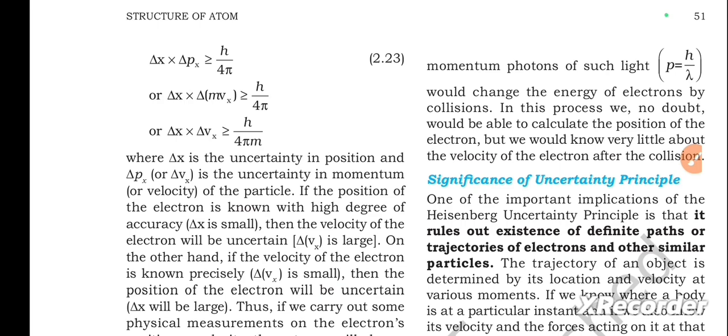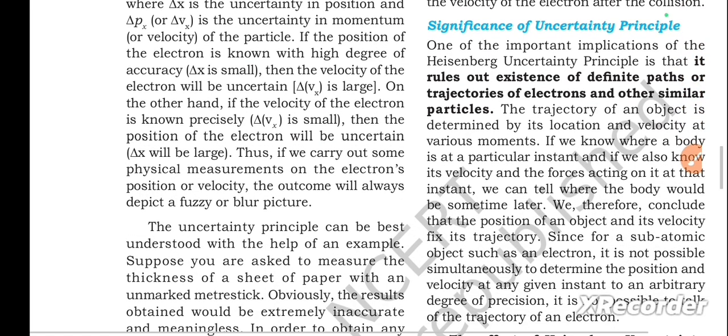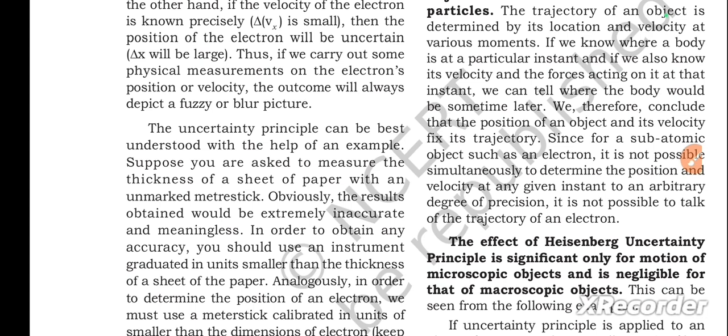On the other hand, if the velocity of the electron is known precisely, then the position of the electron will be uncertain. Thus, if we carry out some physical measurements on the electron's position or velocity, the outcome will always depict a fuzzy or blurred picture. The uncertainty principle can be best understood with the help of an example.